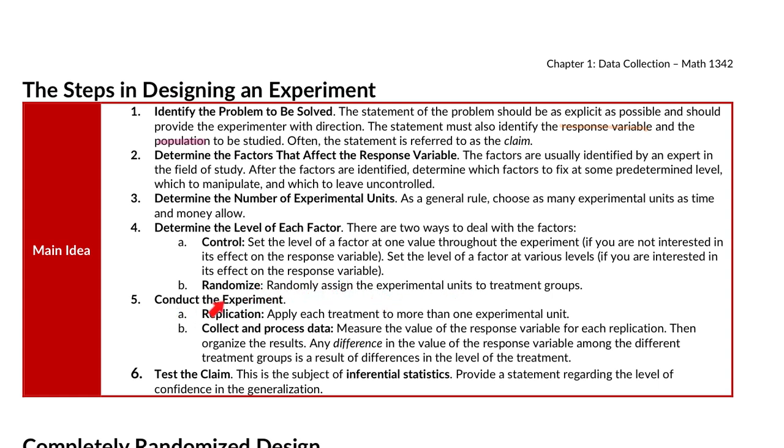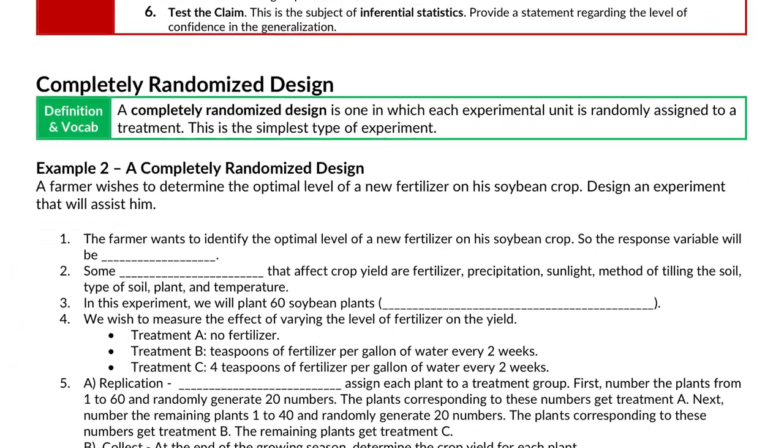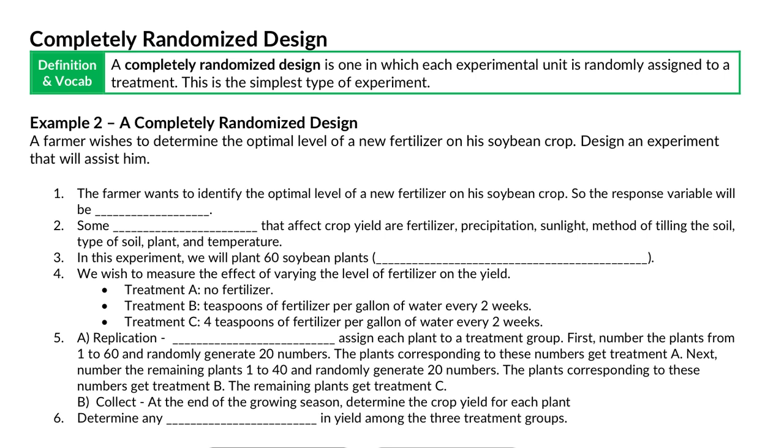Step 5 is actually conducting the experiment, replicating the treatment for each experimental unit, collecting and processing your data. Step 6 is the big one. This is where we actually test the claims. So this is the subject of what we'll get to in inferential statistics, and after lunch we'll keep talking about it. There's the bell.